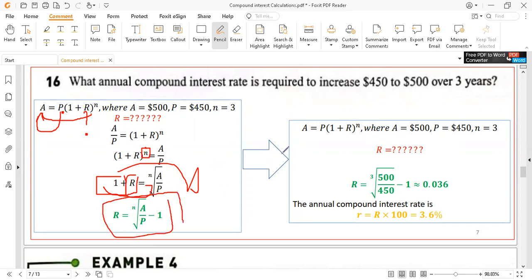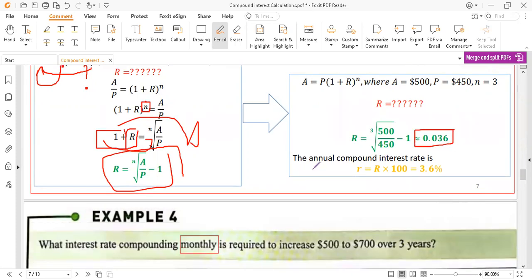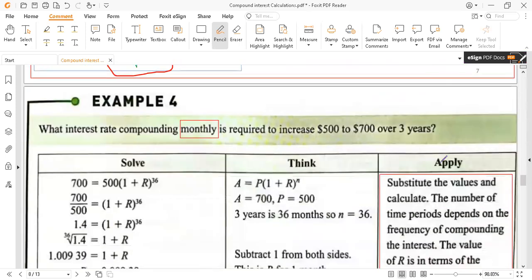Okay, so at this level we can substitute all the amounts that we have. Normally, the greatest value is for the final amount of the investment, and the smallest one is for the principal. It refers to the principal. 3 years, so normally n equals 3, and we put it inside the equation to obtain this value. Normally, to calculate the annual compound interest rate, we multiply it by 100 to obtain 3.6%.